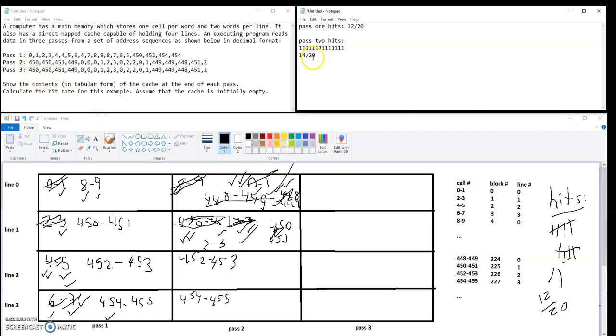So you might expect it to have the same exact hit rate, 14 out of 20, but that's not true because it started with different content in it. It didn't have 8, 9 to start with this time. It had 448, 449. This one had 2, 3. And the other ones haven't changed. Okay. Let's run through this final pass and calculate the hit rate out of 60.